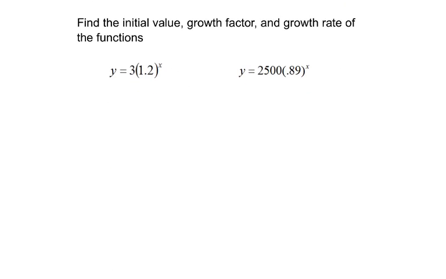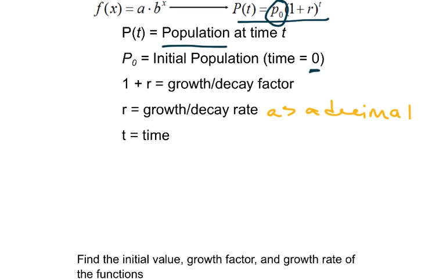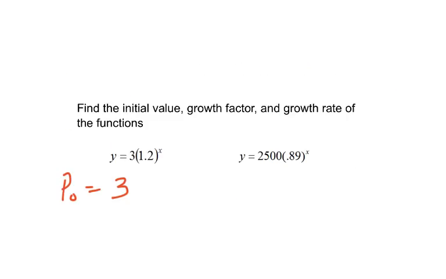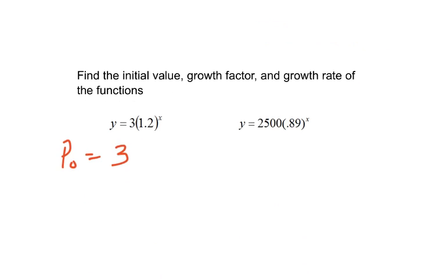So in this one, they want you to find the initial value, the growth factor, and the growth rate of the functions. So the initial value, or P of 0, I guess we'll call it, is 3. So whatever this item happens to be, there's 3 to begin with. And then we have our growth factor. And so again, looking up here, our growth factor is 1 plus something, or in this case, what did they say it was? 1 plus R.